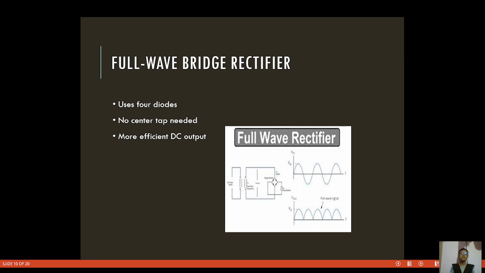As we have observed here, there are four diodes. This is the input signal which is passed to the transformer. And this is the output which we will get from the full wave rectifier, which allows the positive half cycle, and the negative half cycle is also passed on the positive side. Because of this, power is not wasted as in the half wave rectifier.